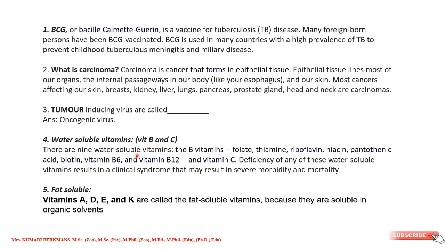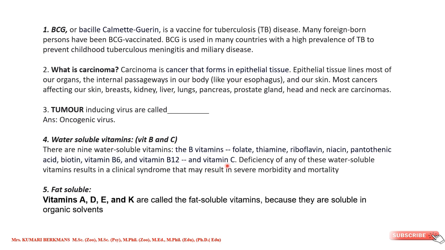Let us take vitamin B. There are nine different types of vitamin B. What are they? First one is folate. Next is thiamine, which is vitamin B1. Riboflavin is vitamin B2. Then niacin, pantothenic acid, biotin, vitamin B6, and vitamin B12. So the nine vitamin B's are folate, thiamine, riboflavin, niacin, pantothenic acid, biotin, vitamin B6, and vitamin B12.